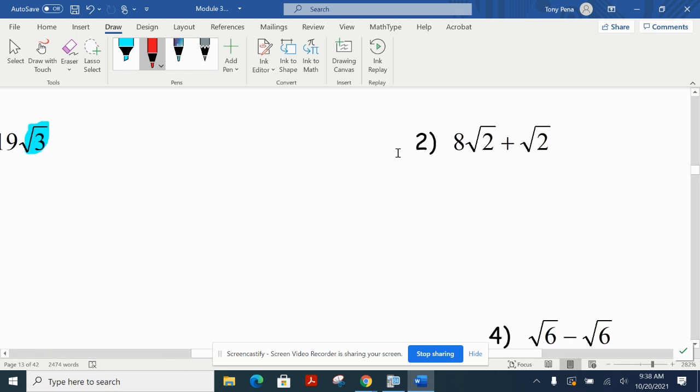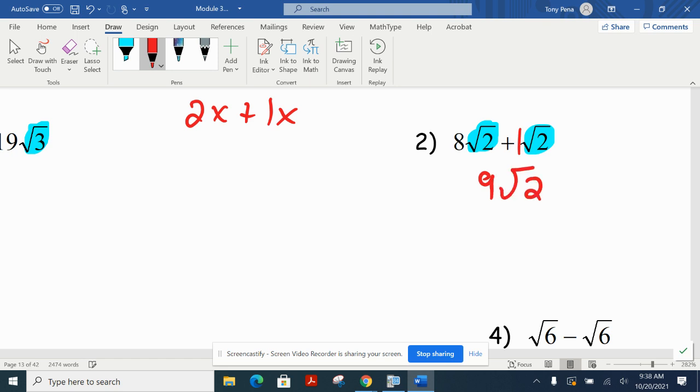So number 2, we can quickly identify, I would think, these are both square roots of 2. So we're going to add them up. Just like if I gave you a 2x plus an x, there's always implied to be a 1 in front of the x. It's the same with the radical. There's a 1 in front of this radical. So when we add those, you're just going to have 9 square roots of 2.